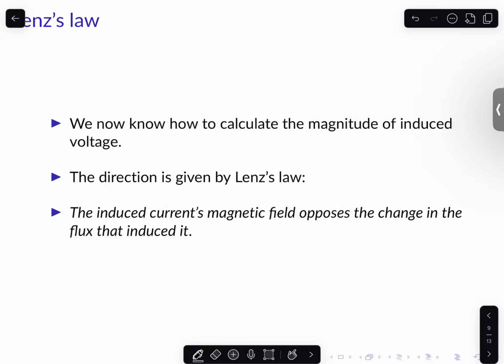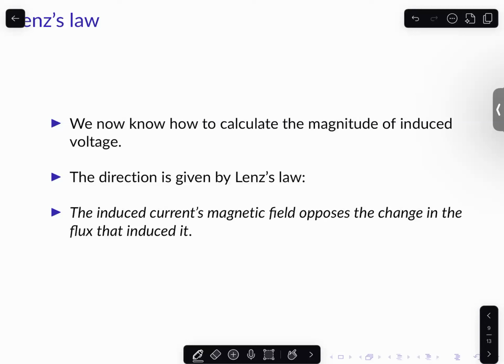We already did this. One more time. I want to end the class the way we started it. Let's restate Lenz's law. We know how to calculate the magnitude of induced voltage. V equals IR lets us calculate the magnitude of induced current. But that's as far as I'll ask you for magnitudes. Direction of current comes from Lenz. The induced current's magnetic field, what I've been calling the reaction field, opposes the change in the original flux that induced it.